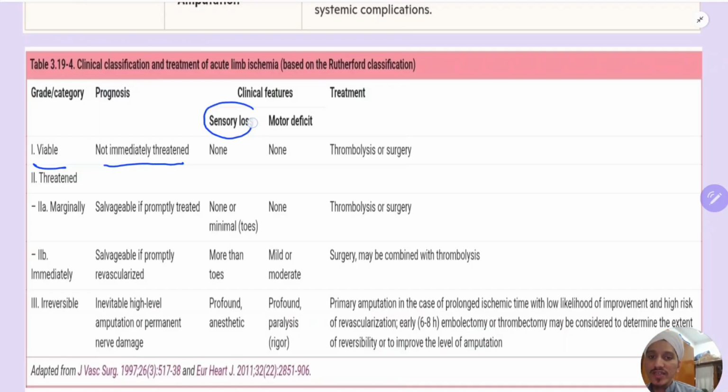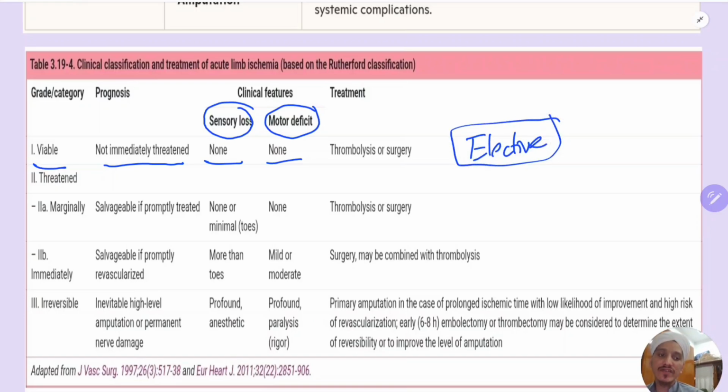So you see two things. One is sensory loss and one is motor loss. Sensory deficit and motor deficit. No sensory deficit, the patient has sensations. No motor deficit, the patient has proper movements. So what can be the treatment? It can be an elective intervention, the limb is salvageable. You will do duplex, you will do CT arteriography, and you will plan accordingly. As a general thing, you can do thrombolysis, meaning endovascular thrombolysis, or surgery.